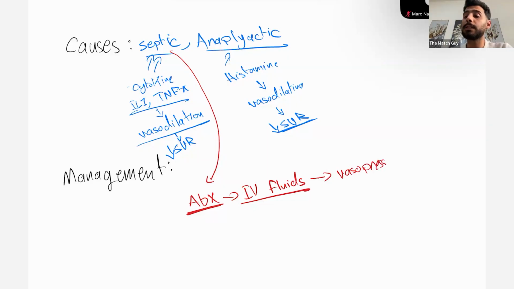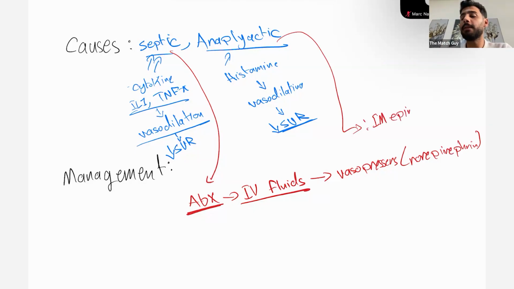Vasopressors are drugs that constrict the blood vessels, constricting the arteries, helping increase the systemic vascular resistance and restore the normal blood pressure. Things like, for example, norepinephrine. For anaphylactic shock, it is going to be mainly IM epinephrine. And then you can supplement with some other medications like maybe corticosteroids and antihistamines. But epinephrine is going to be the main and the best drug for this. Corticosteroids and antihistaminergic agents.